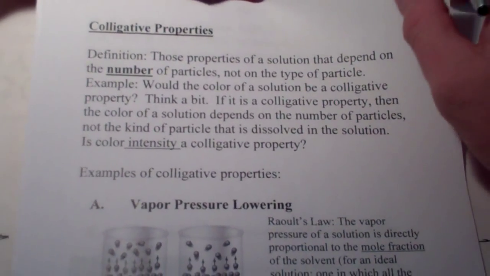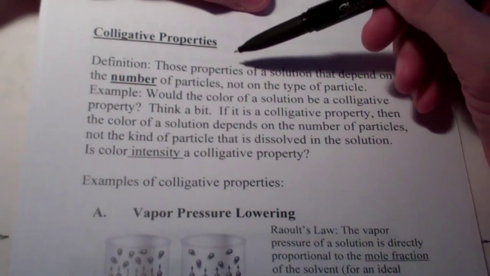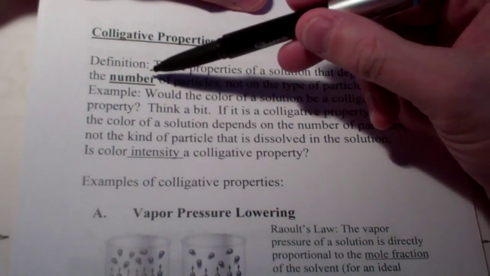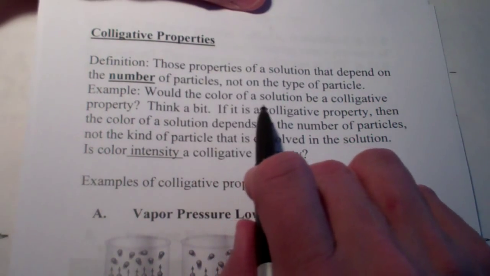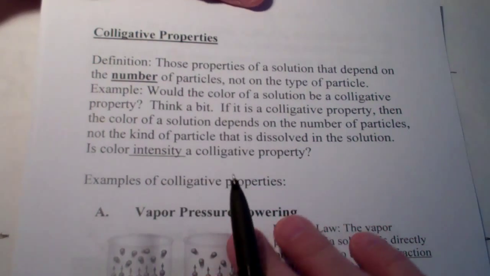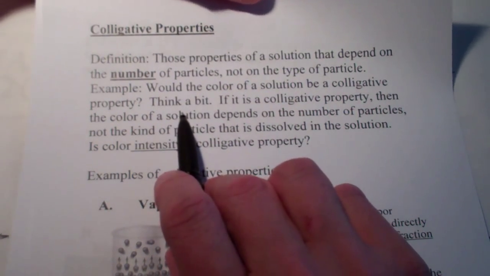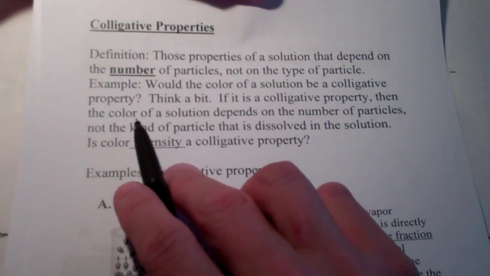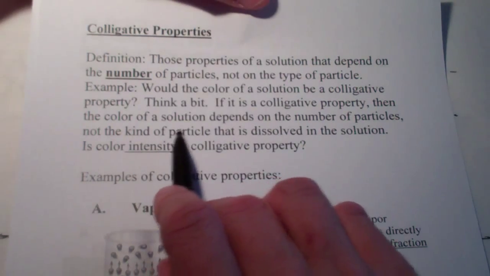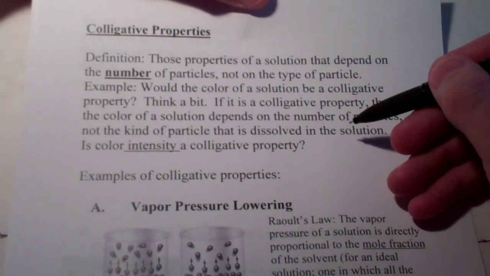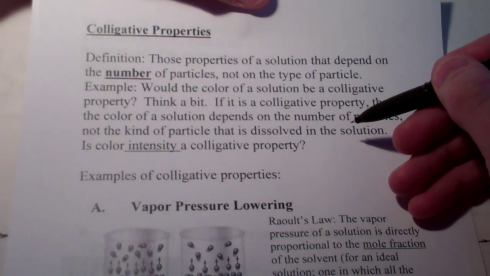Now the definition of a colligative property would be properties of a solution that depend upon the number of particles, not the type. For example, would the color of a solution be a colligative property? Think about this for a little bit. If it is a colligative property, then the color of the solution depends upon the number of particles, not the kind dissolved. I claim that the color of the solution depends upon the type of particle dissolved.